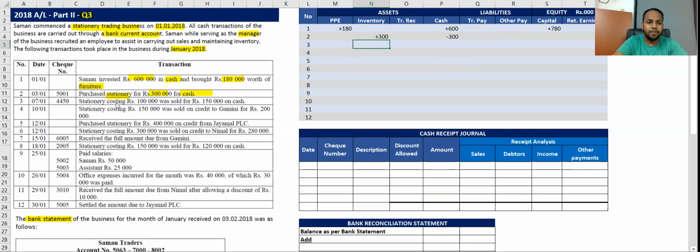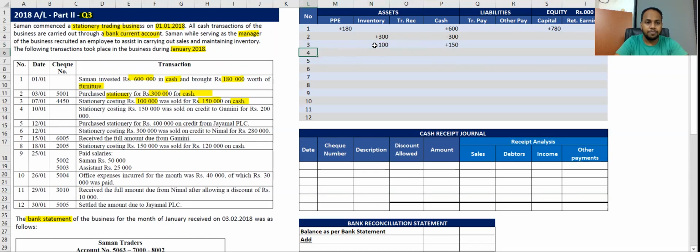Number 3, stationery costing 100,000 was sold for 150 on cash. So we are giving stationery worth 100,000. The inventory will reduce, and we get cash 150,000, and this will increase the profit by 50. This is a profit, right? Cash sales profit, 100,000 worth of inventory sold for 150,000.